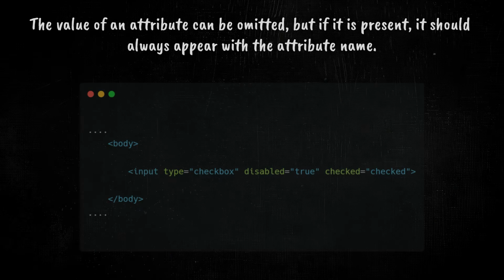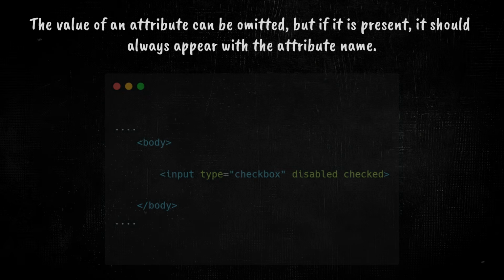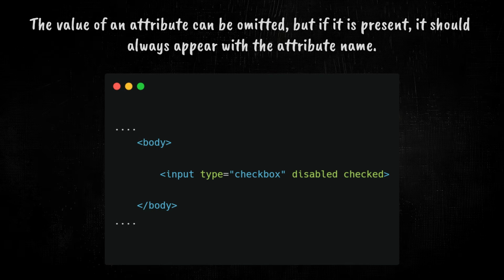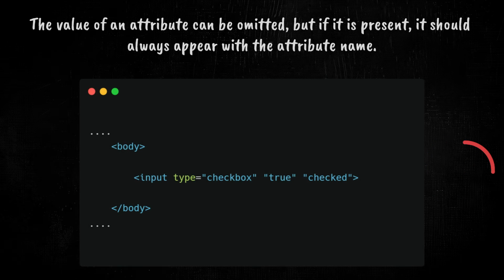Rule number 2. Mostly the attributes are written in the format of name-value pair, but sometimes for some specific attributes, you can just give it a name and you don't need to provide the value. It will take the value automatically. But you cannot leave it empty or just write the value alone.